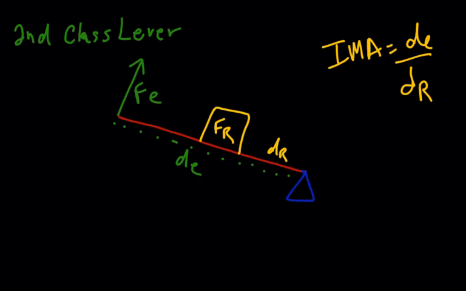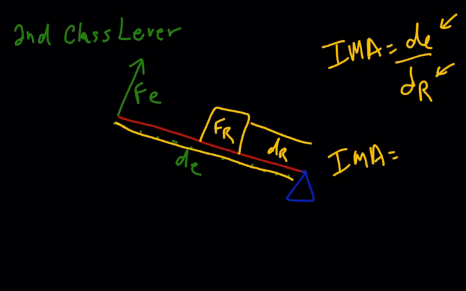Well, in this case, your effort force is always going to be farther away from the fulcrum than your resistance force is, right? So if I measure the distance out to the effort force, it would be that distance there. What's the distance to the resistance? It would be that distance there, because we're always measuring from the fulcrum. So dE is always going to be greater than dr for a second class lever. So the ideal mechanical advantage is always going to be greater than 1.